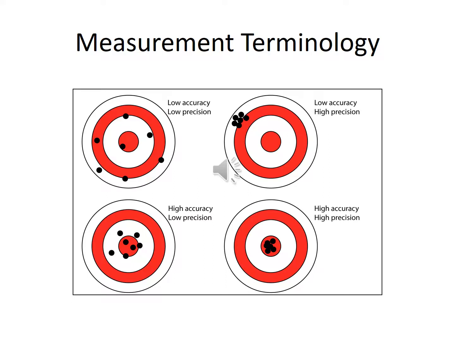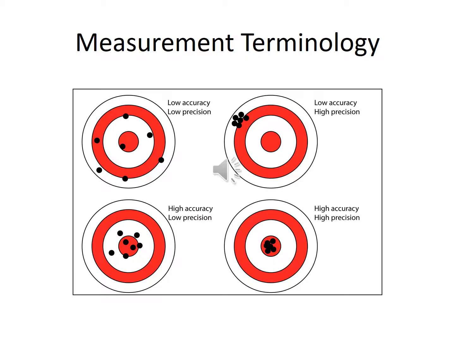Anytime you talk about measurement terminology, you always see this bullseye. And if you look at the upper left-hand corner, you've got low accuracy, low precision. It means those bullets are just spread out everywhere, right? You don't know how to do it. And then upper right hand, you've got low accuracy, high precision. This means you've got a lot of bullets hitting in the same spot. They're just not hitting in the right spot.